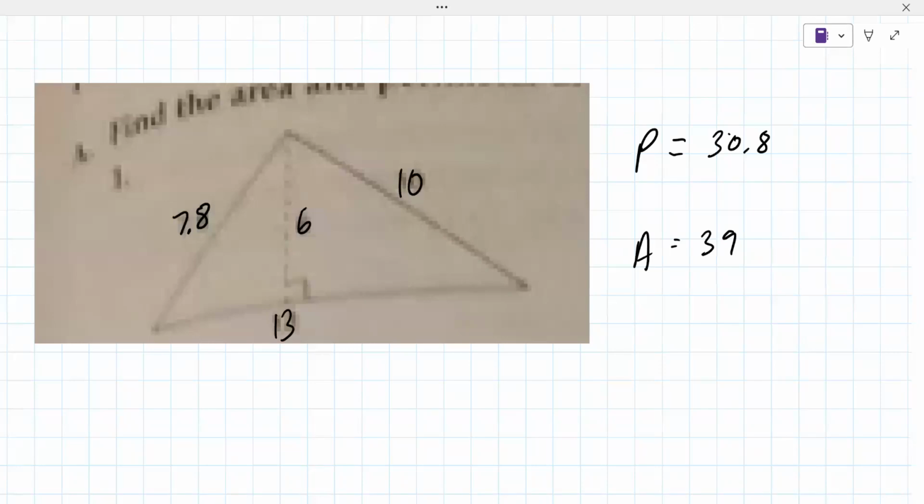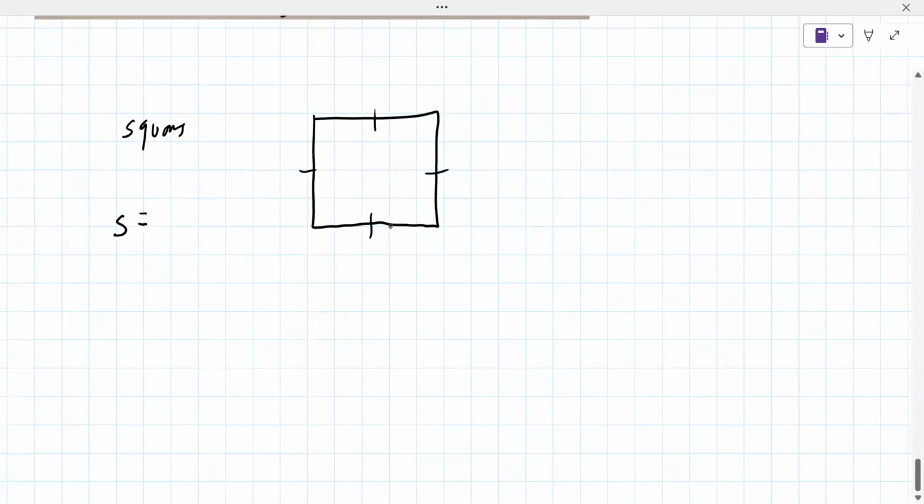Okay. So let's look now at rectangles and squares. We'll start with squares. Squares have the characteristic that all the sides are the same. So I only have to tell you that the side is 12 inches, for example, and then you know that it's 12, 12, 12, and 12.